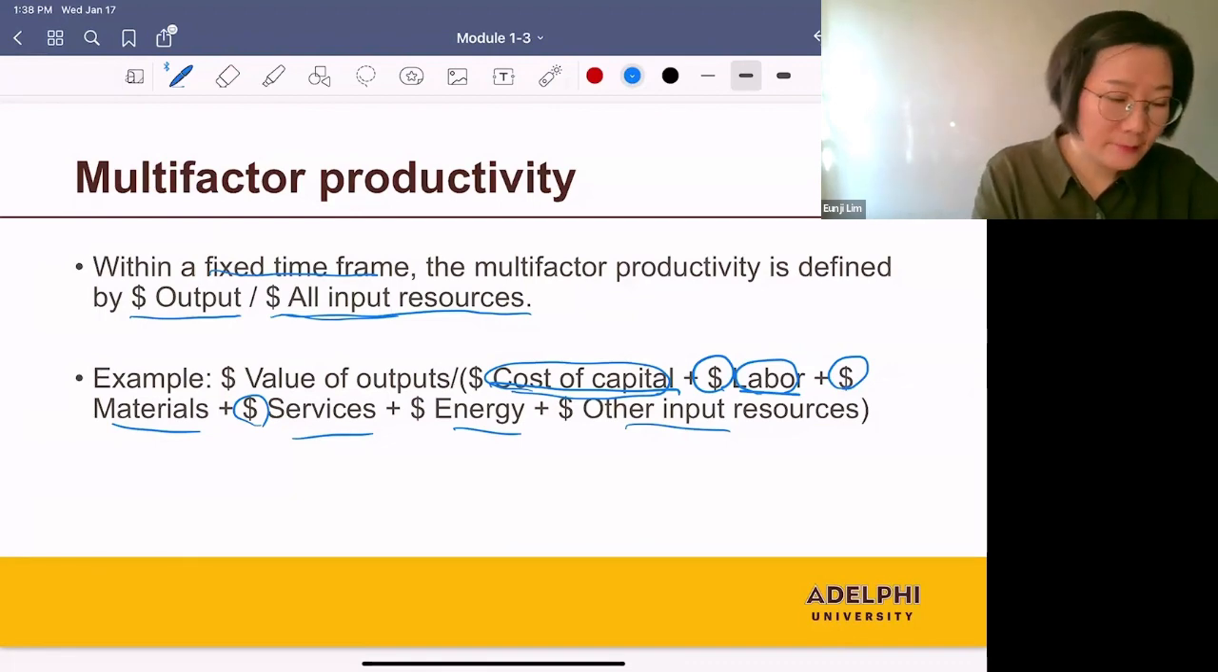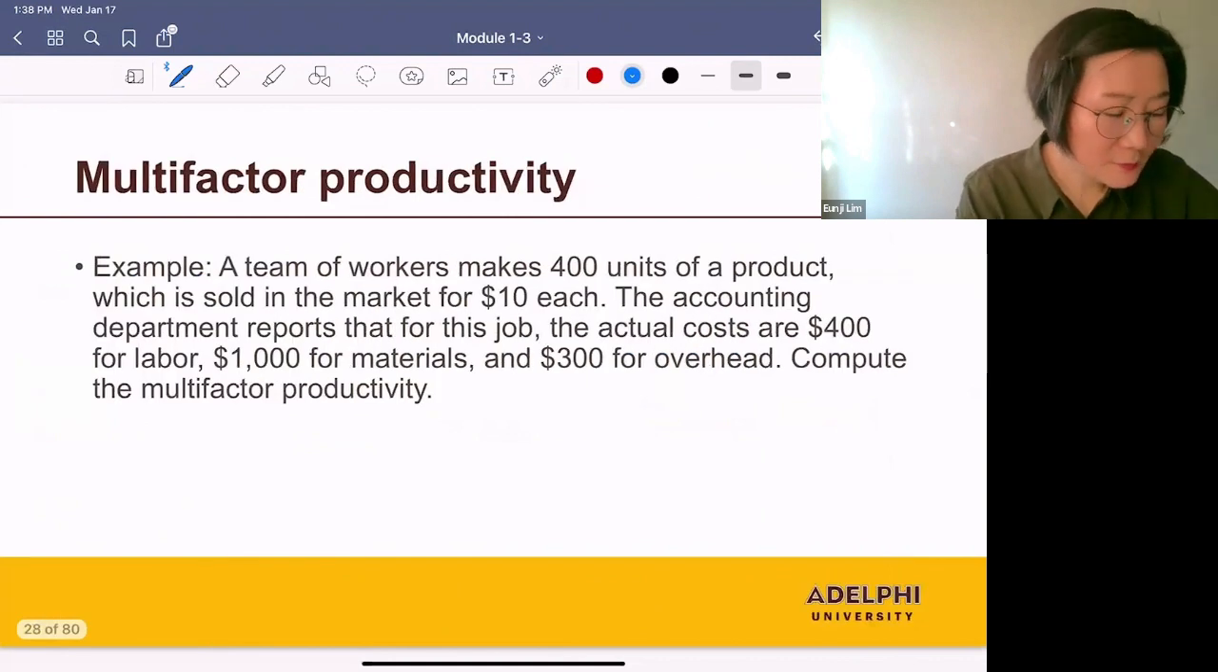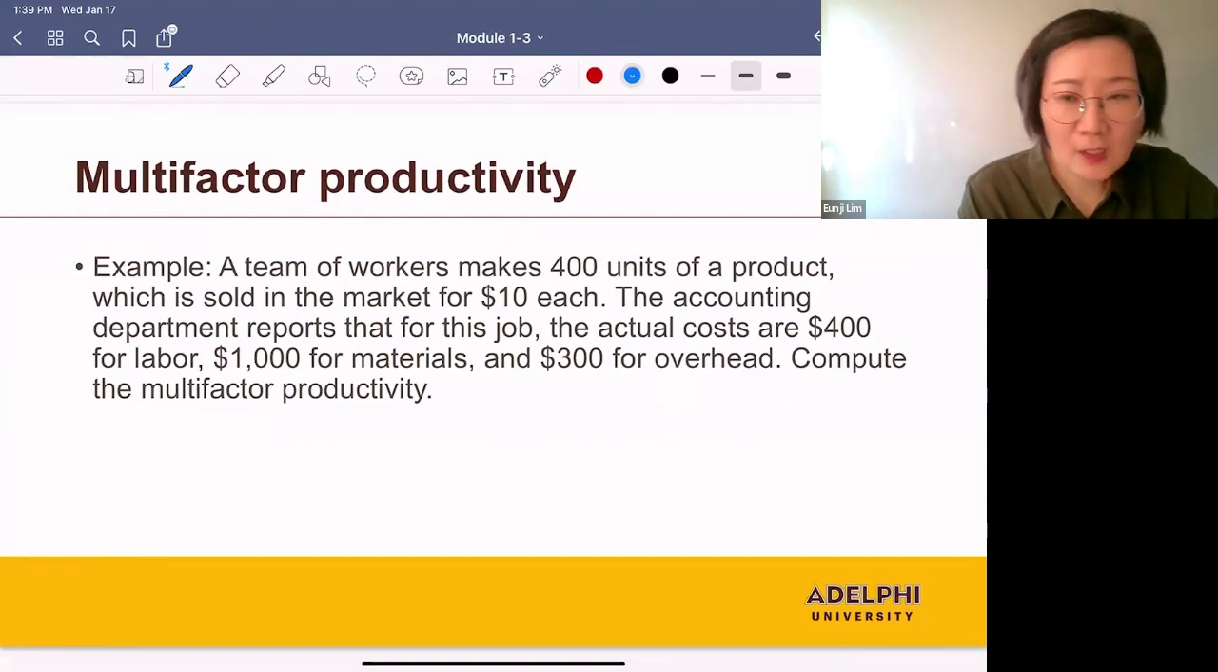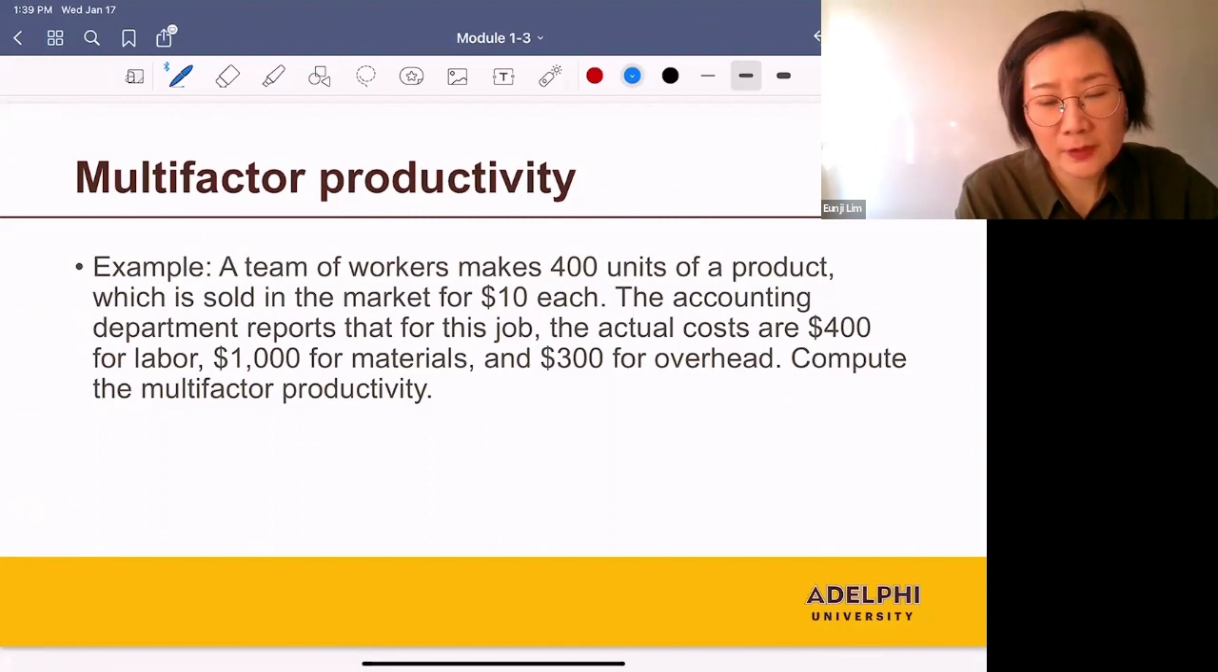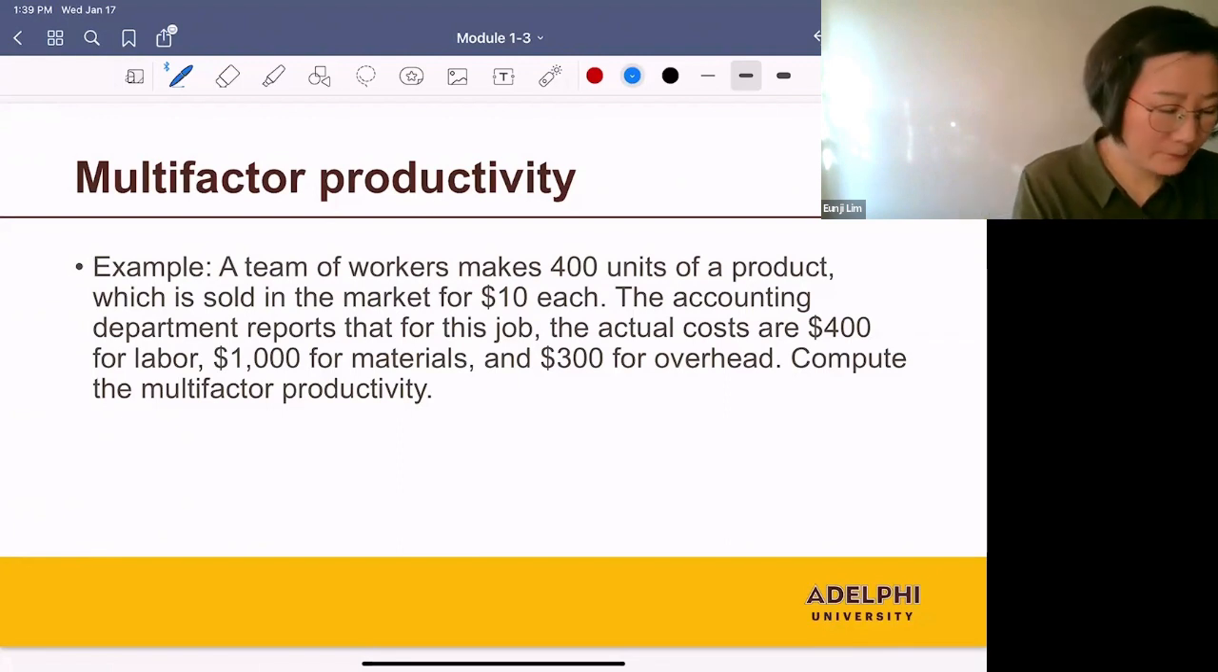So let's take an example. A team of workers makes 400 units of a product, which is sold in the market for $10 each. The accounting department reports that for this job, the actual costs are $400 for labor, $1,000 for materials, and $300 for overhead. Compute the multi-factor productivity.